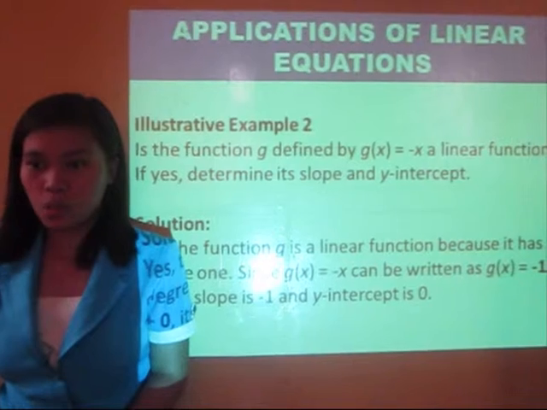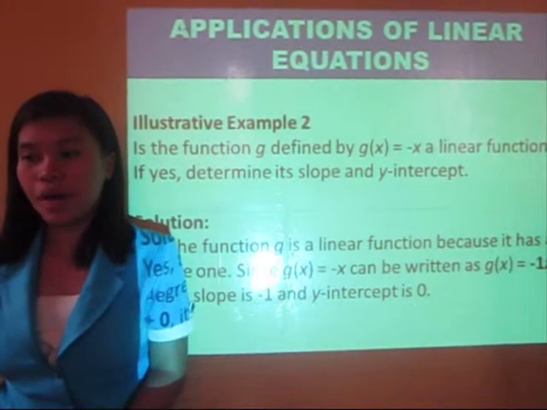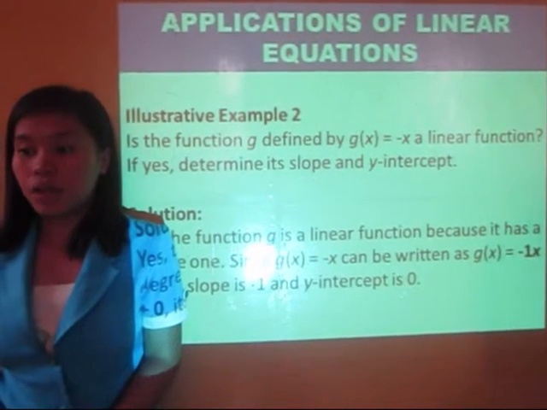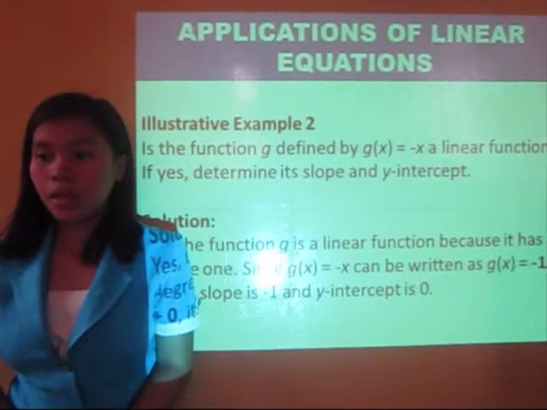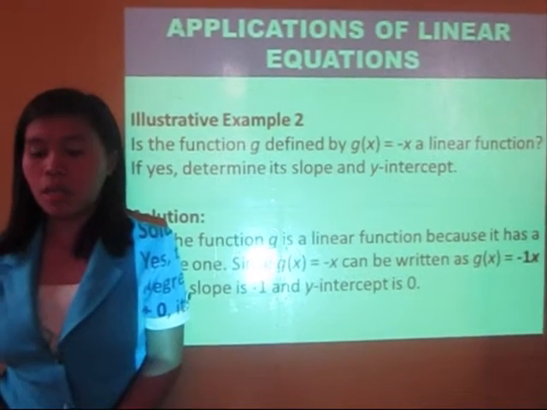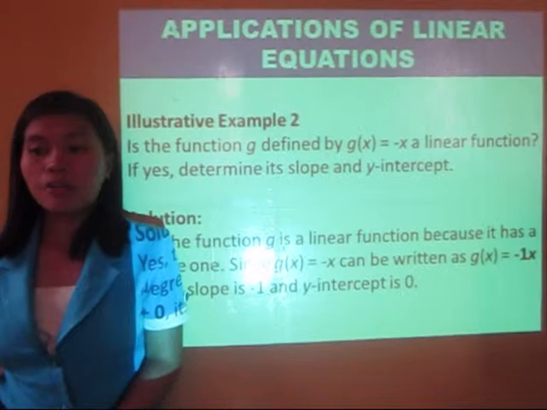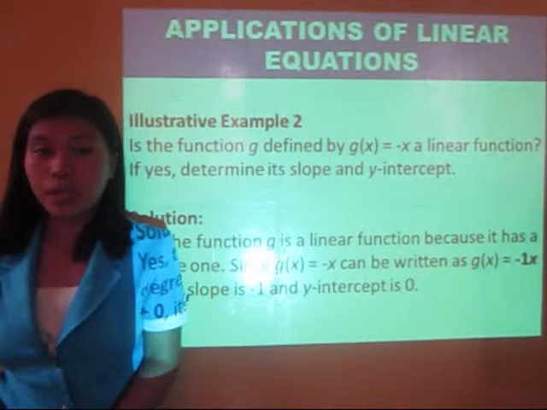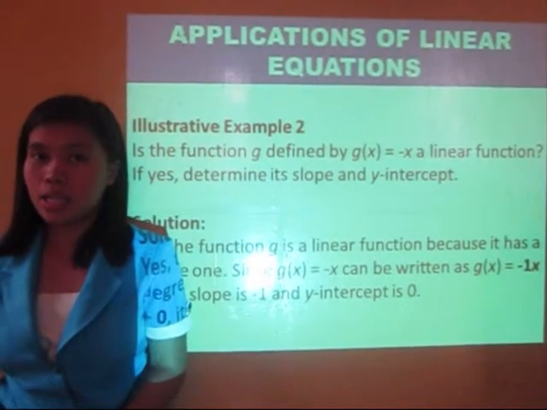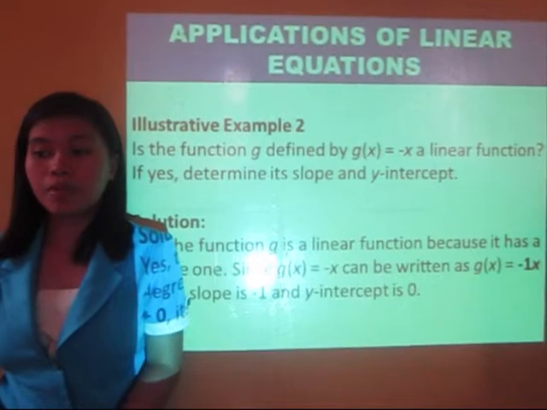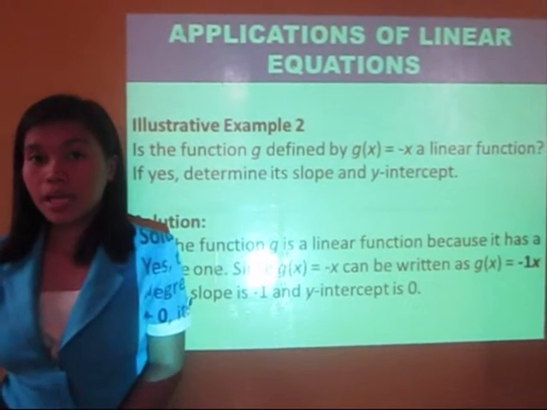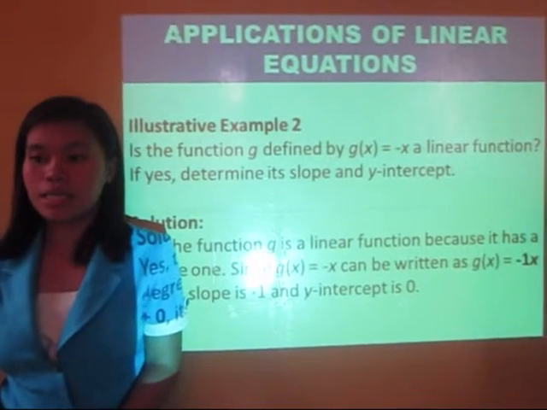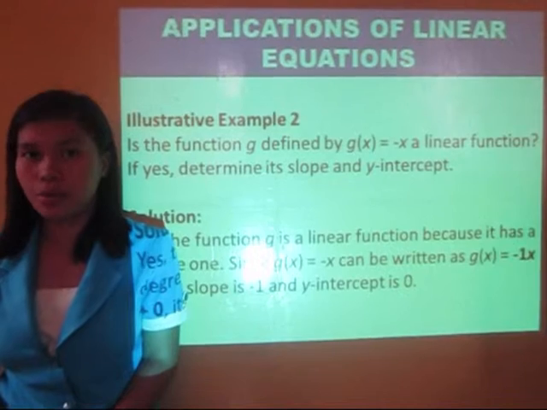Illustrative example number 2. Is the function g defined by g of x is equal to negative x a linear function? If yes, determine its slope and y-intercept. Solution. Yes. Function g is a linear function because it has a degree of 1. Since g of x is equal to negative x, it can be written as g of x is equal to negative 1x plus 0. Its slope is negative 1 and its y-intercept is 0.